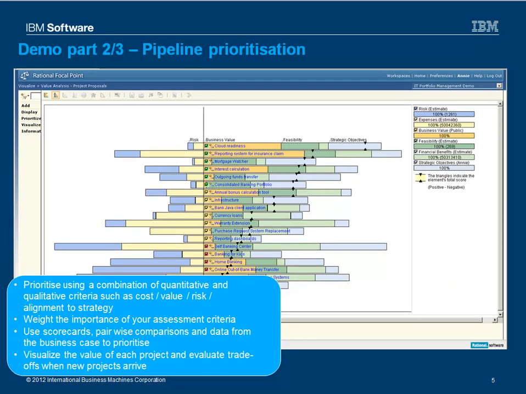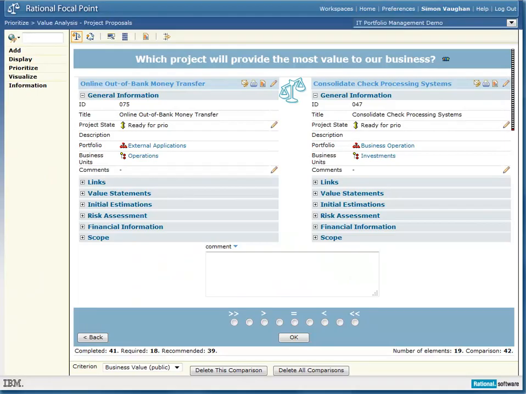The next part of the demonstration will be looking at some of the ways that Focal Point can help to prioritize the new initiatives that are coming in. So we're looking at ways that we can combine quantitative and qualitative techniques, and how we can use visualizations within Focal Point to support decision making. There are three different techniques used to build priority lists.